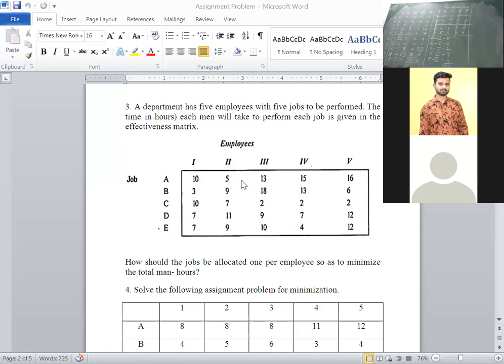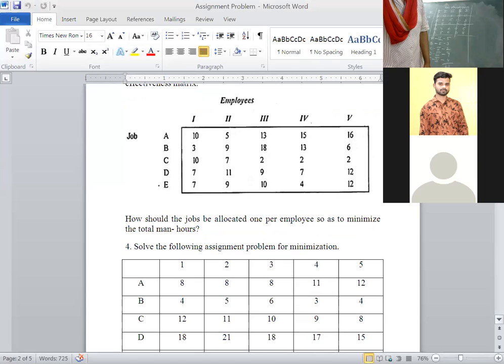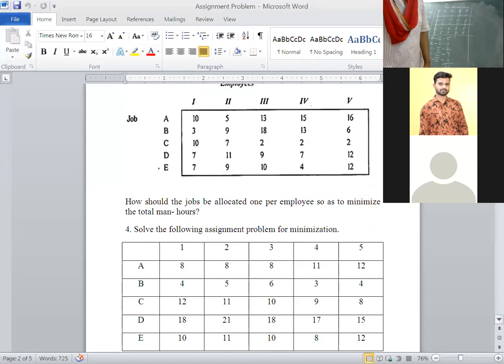Clear? Next problem. If you are having any queries, please raise your queries. You have to write down the total man hours is equal to 23. Next, this fourth problem we will solve right now because it has been repeated 10 to 12 times in previous exams from the 2002 pattern. Okay?